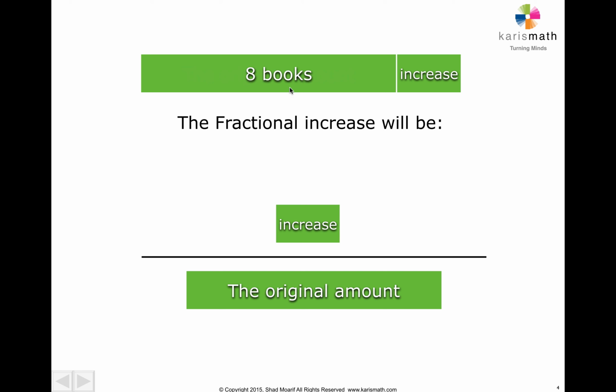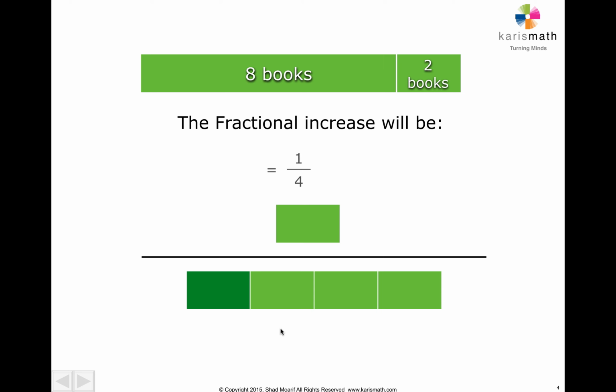So if it's 8 books, that was the original, and it increased by 2 books, then the original amount will go here, 8, and 2 books will go over there on top. So 2 books over 8 books. That's the fraction that we get. So this is what fraction of the original amount? Well, you can see it's 1/4. So it's 1/4 of the original amount.